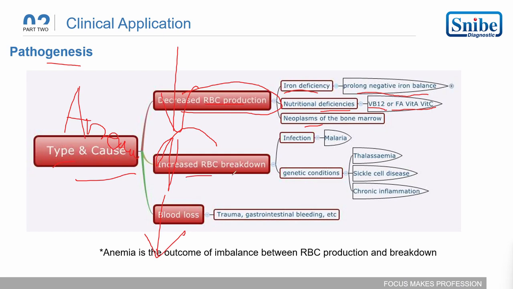And if we talk about increased RBC breakdown, this occurs with infections such as malaria, genetic disorders like thalassemia and sickle cell anemia, or chronic inflammatory disease, due to which the RBCs break down and that may lead to a low number of RBCs in the bloodstream. Blood loss due to trauma, GIT bleeding, and other reasons may also lead to the anemic condition. Anemia is the outcome of the imbalance between RBC production and breakdown. So that's why we call it the anemic condition.